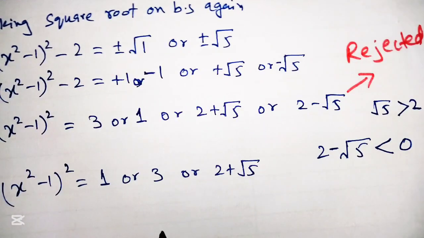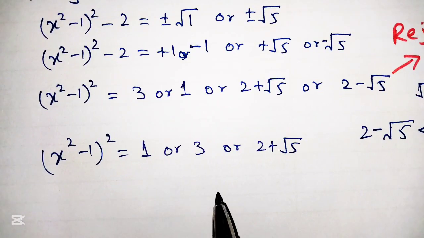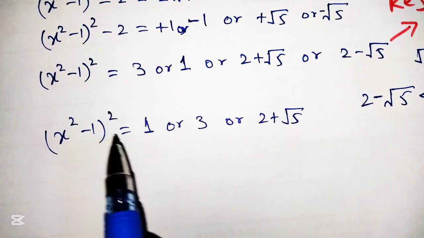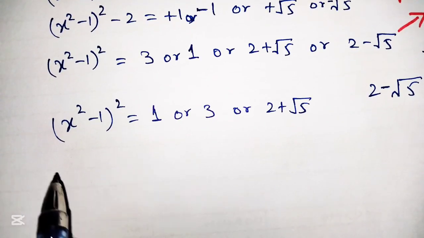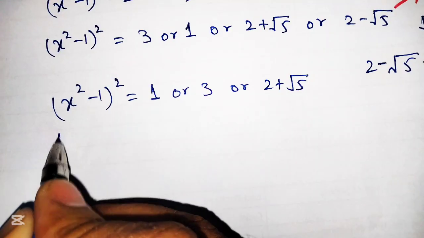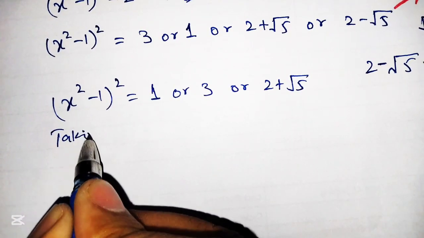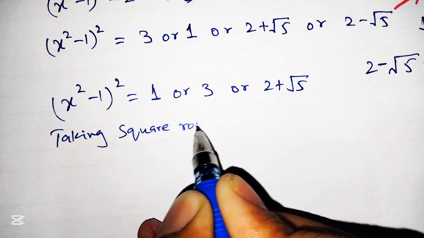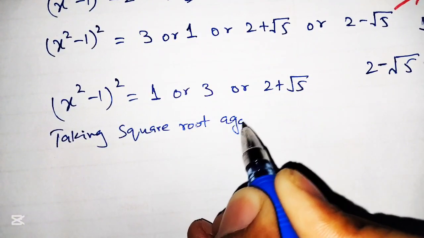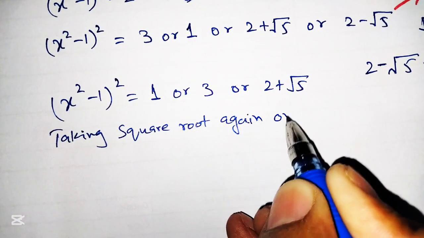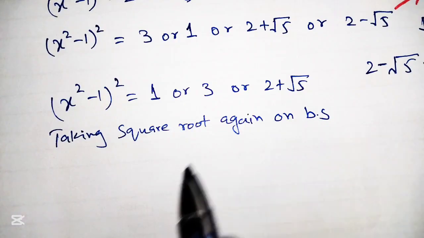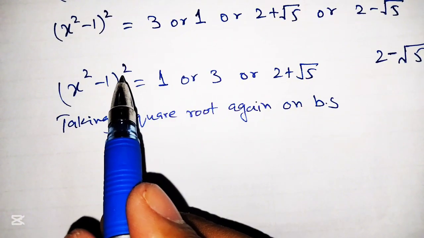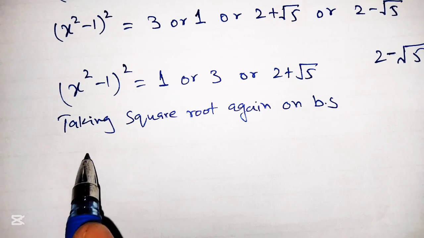So we remain with these three roots, and now it is time to eliminate this square root, this square. For this we will take square root again on both sides, and after taking square root, this square will again be eliminated.